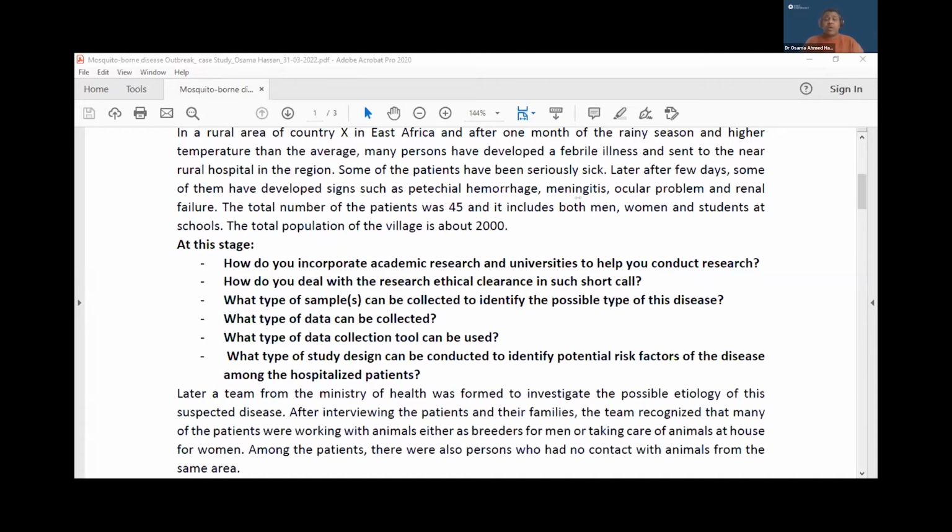Okay, controls from the population. Can't we take the controls from the hospital itself, from people hospitalized in another department who don't have the same clinical signs? If we take the controls from the hospital, or we take them from the population, what is the difference? What is the advantage?